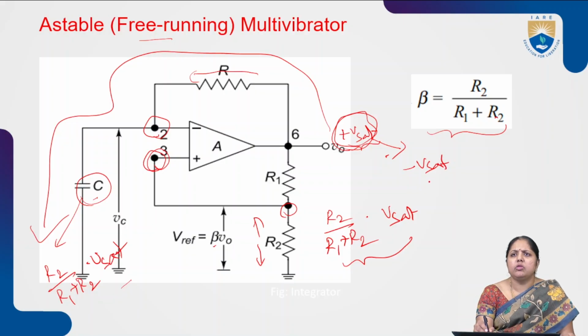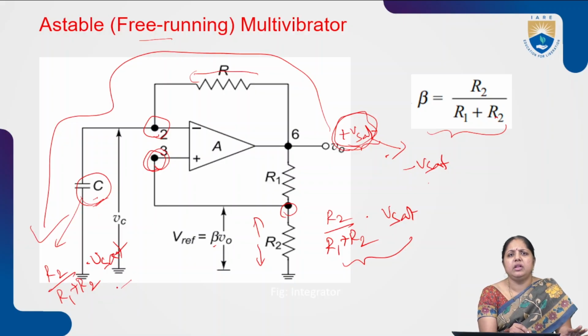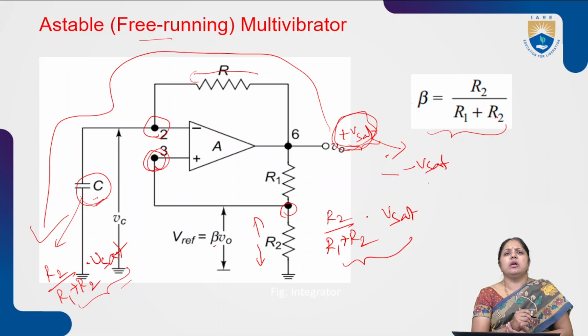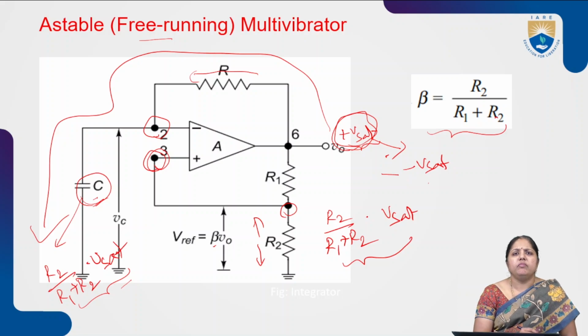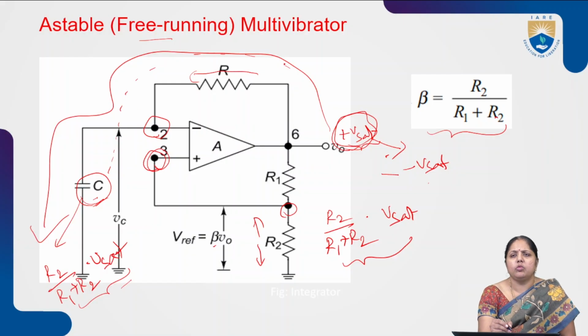So when the output voltage is minus Vsat, what is the function of the capacitor? Will the capacitor still continue charging? No, because on one side the potential is minus Vsat, and on the other side it has the stored value R2 by R1 plus R2 into Vsat. So immediately the capacitor will start discharging its voltage value.